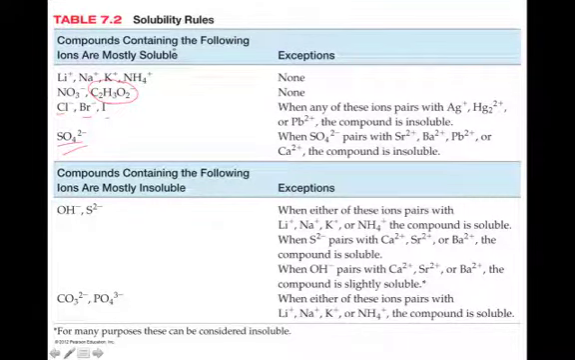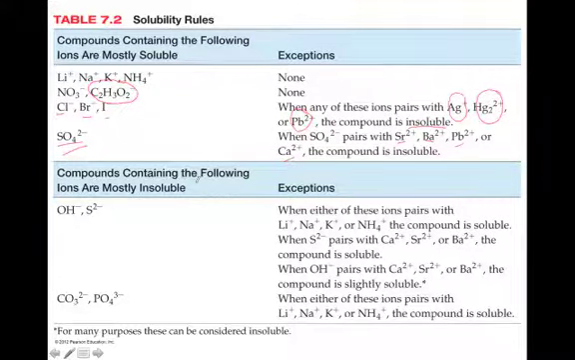Some exceptions to these are if you have a compound with one of these things. When any of these halide ions pair up with silver, this weird mercury ion, or lead, then the compound is insoluble. When sulfate pairs with strontium, barium, lead, or calcium, so calcium sulfate, the compound is insoluble. This is something, unfortunately, that you just need to memorize. You need to learn this.